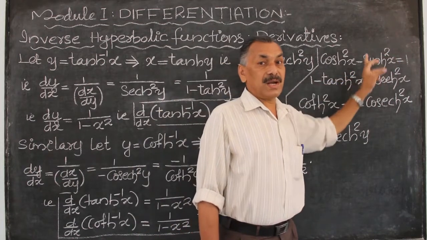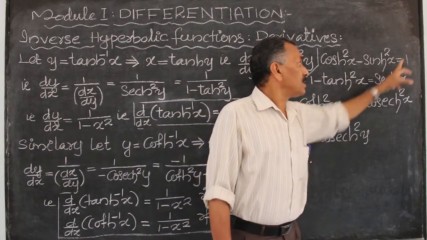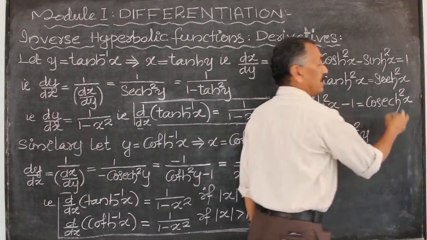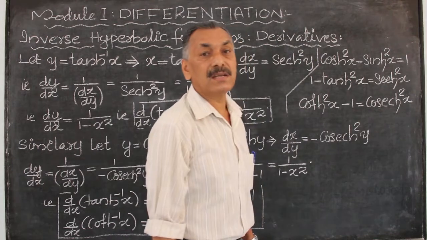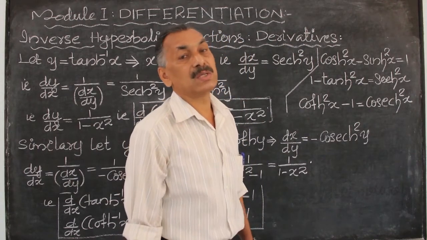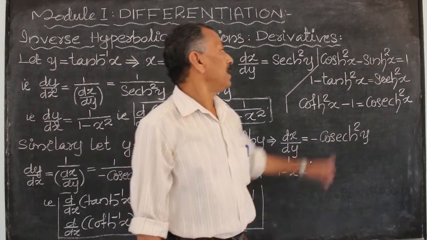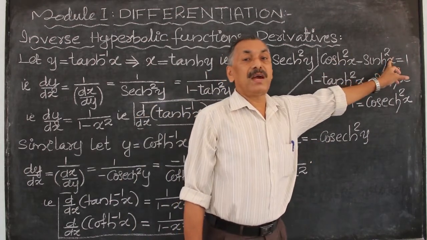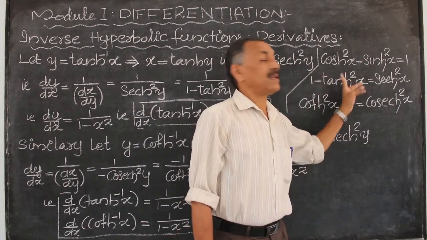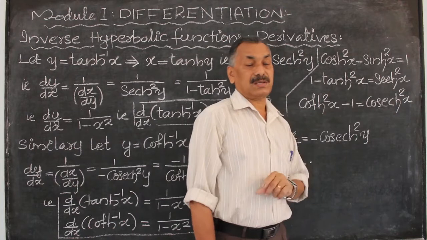Sinh square x divided by sinh square x, 1 divided by 1, is equal to 1 divided by sinh square. 1 divided by sin is equal to cosecant, and 1 divided by sinh square x means cosech square x. Now this results in dividing both sides by cosh square x, then we have 1 minus tanh square x is equal to sech square x.